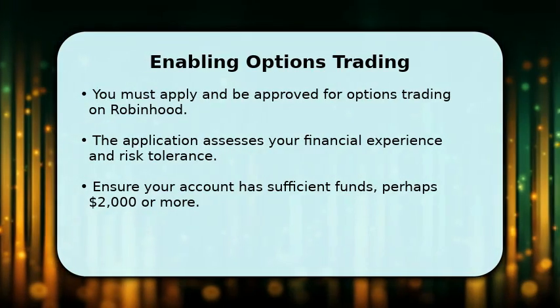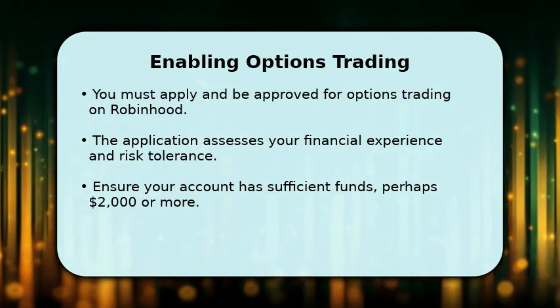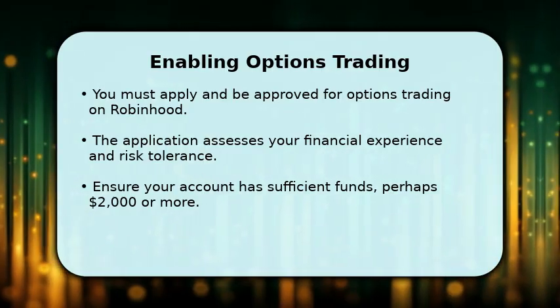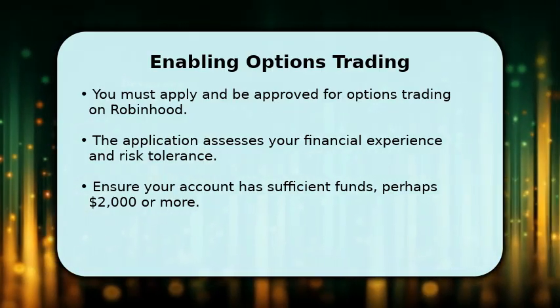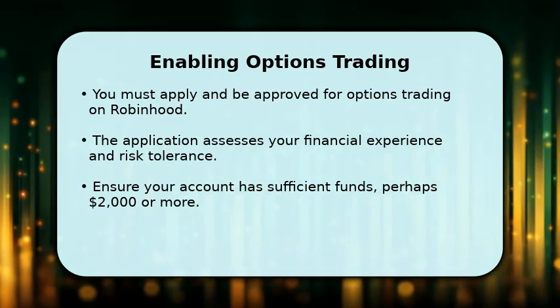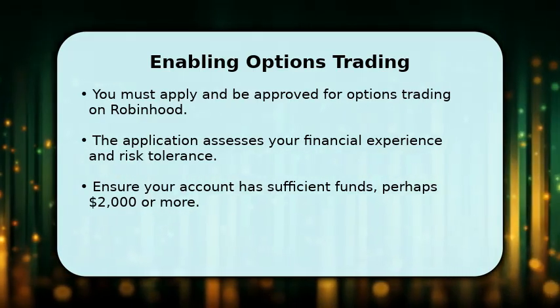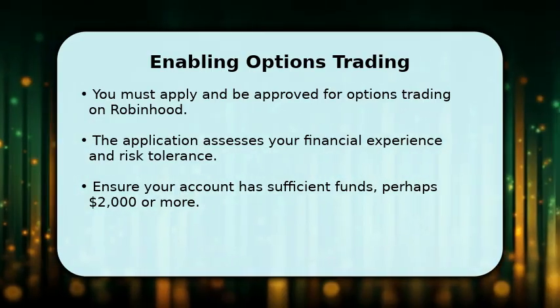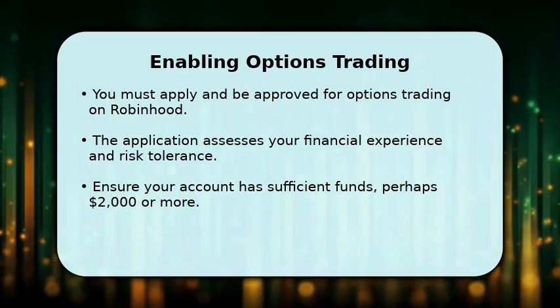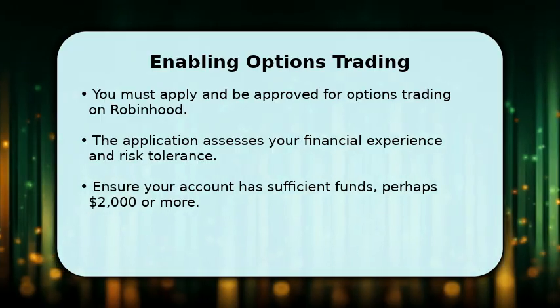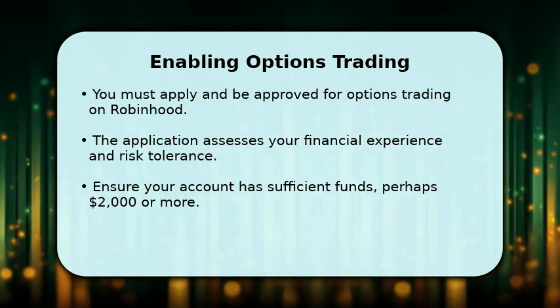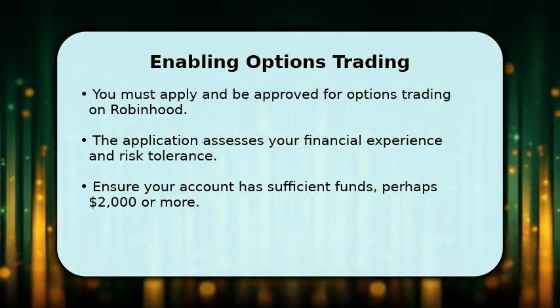Before you can trade options, you need to enable options trading on your Robinhood account. This involves a quick application process where Robinhood assesses your financial experience and understanding of the risks involved. It's important to be honest and ensure you meet their criteria. Once approved, make sure your account is funded with enough capital, as options trading often requires a minimum balance, perhaps $2,000 or more, to get started effectively.